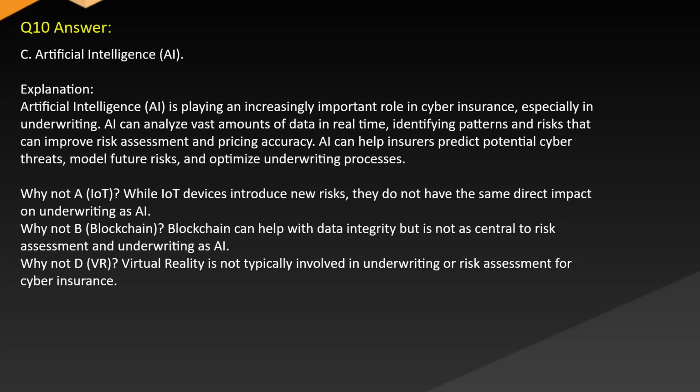Explanation. Artificial intelligence AI is playing an increasingly important role in cyber insurance, especially in underwriting. AI can analyze vast amounts of data in real time, identifying patterns and risks that can improve risk assessment and pricing accuracy. AI can help insurers predict potential cyber threats, model future risks, and optimize underwriting processes. Why not? IoT. While devices introduce new risks, they do not have the same direct impact on underwriting as AI. Why not? Blockchain. Blockchain can help with data integrity but is not as central to risk assessment and underwriting as AI. Why not? VR. Virtual reality is not typically involved in underwriting or risk assessment for cyber insurance.